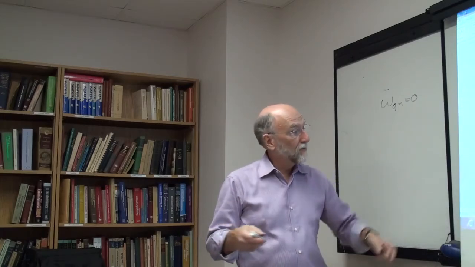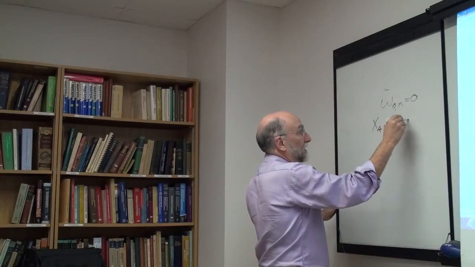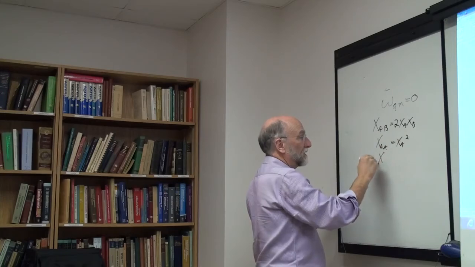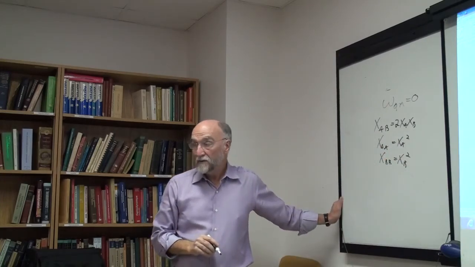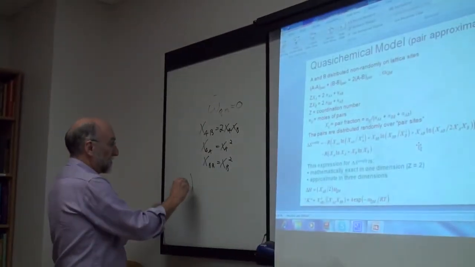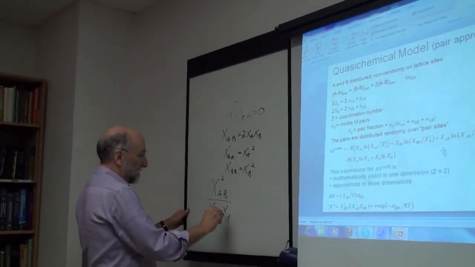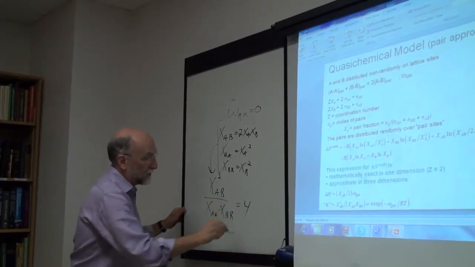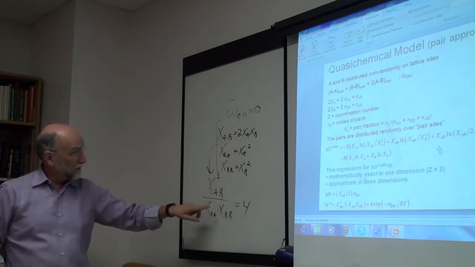But if omega quasi-chemical model is 0, XAB equals 2XAXB, XAA equals XA squared, XBB equals XB squared. Okay, you plug that into here. Therefore XAB squared over XAA XBB, if you make these substitutions into there, you end up with 4. XAB is 2XAXB. You make those.